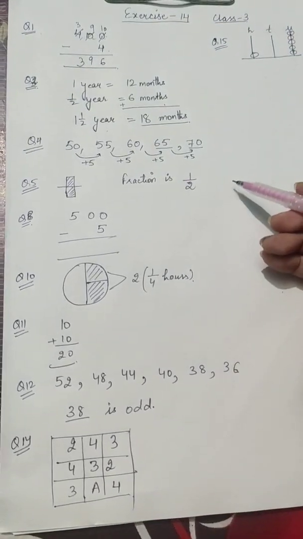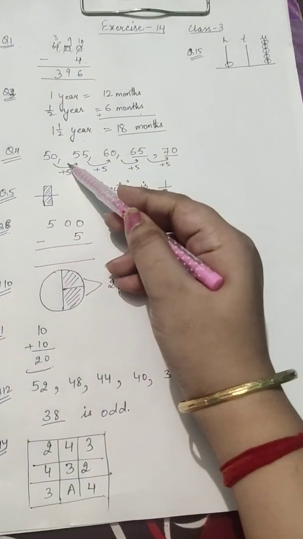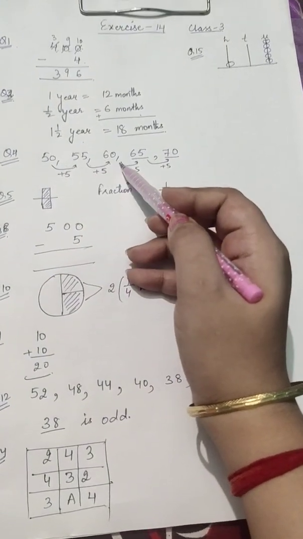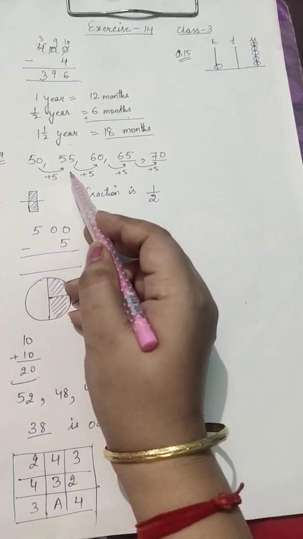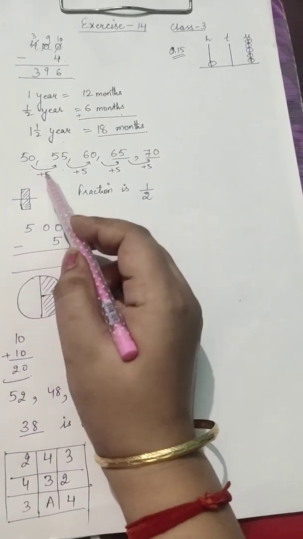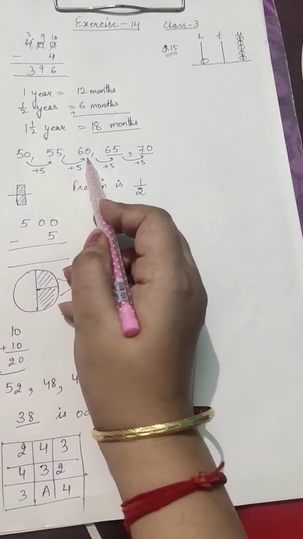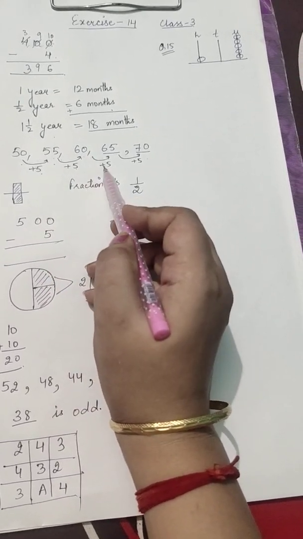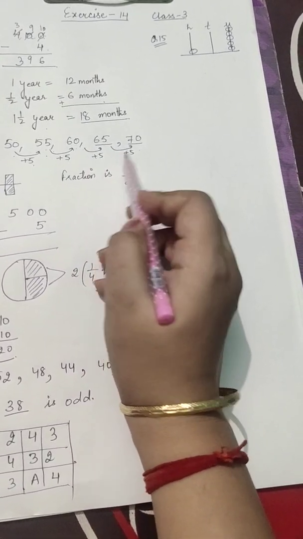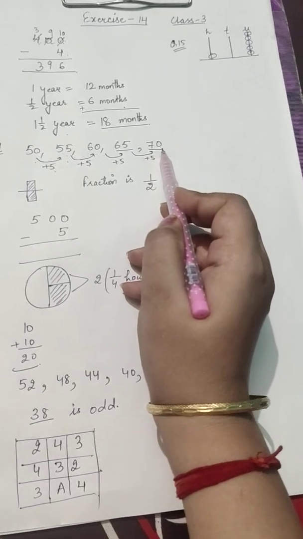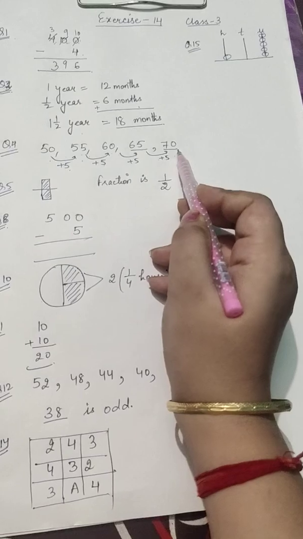Next is your question number 4. What is the next number? 50 is given to you, after that 55, 60, then you have to find the next two numbers. So you can visualize the pattern that 50 plus 5 gives you 55, 55 plus 5 gives you 60, then 60 plus 5 gives you 65 and 65 plus 5 gives you 70. So this is the answer, 65 and 70.